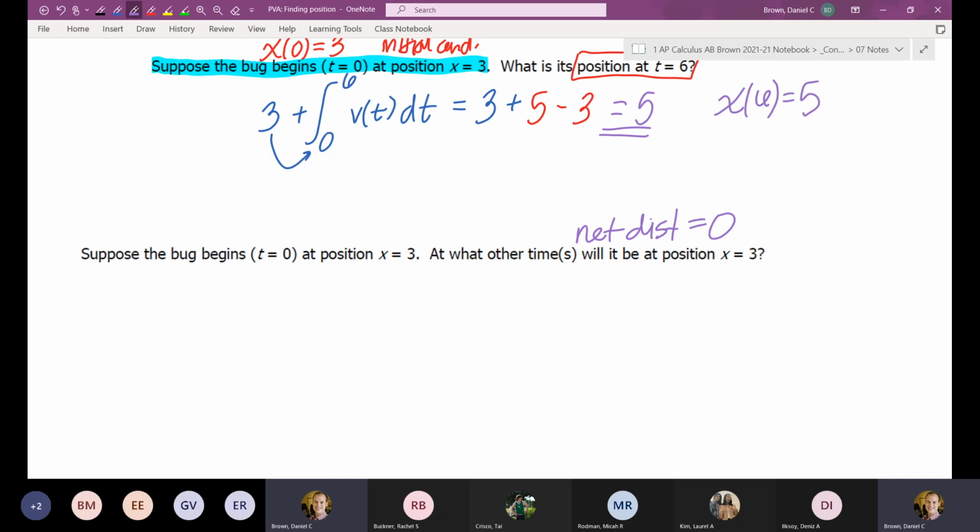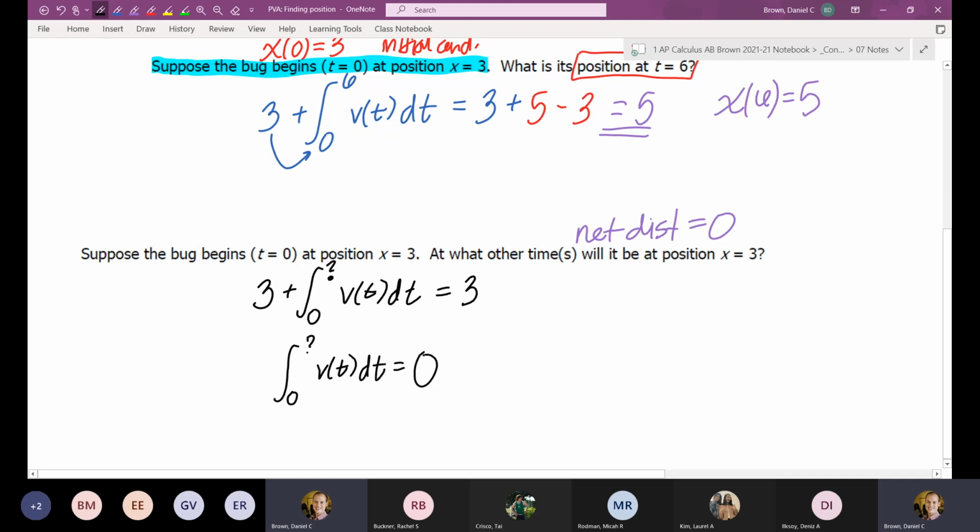Some students like having an equation for this, so I am going to give you an equation, though I think it's very doable to solve this one without an equation. The bug is starting at 3. It starts at 3 when t is equal to 0. We're trying to find a time, so I'm just going to put a question mark there, that after it travels for some amount of time, it ends back up at 3. So it starts at 3, we want to see where it lands at some point at 3. Well, subtracting 3 from both sides, we're basically trying to find when this integral is equal to 0.